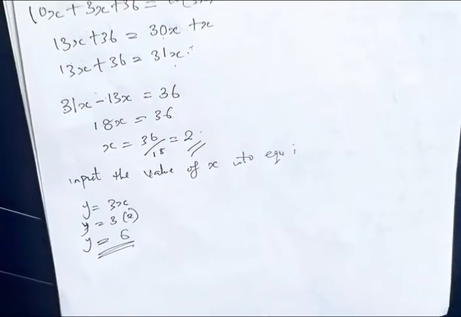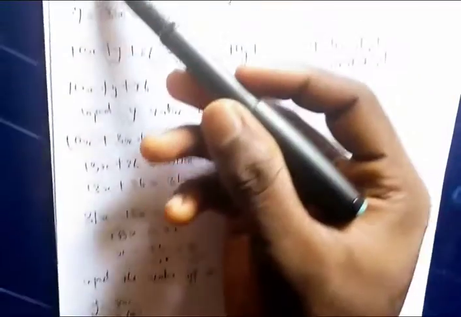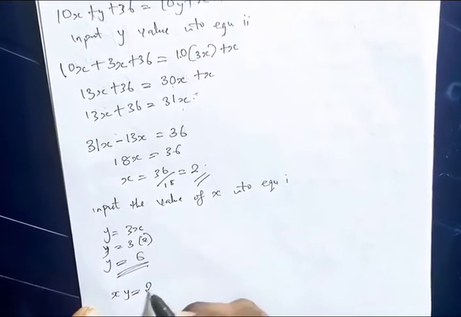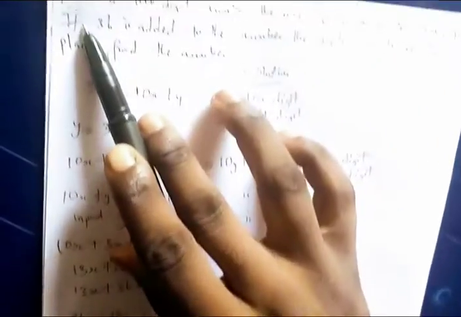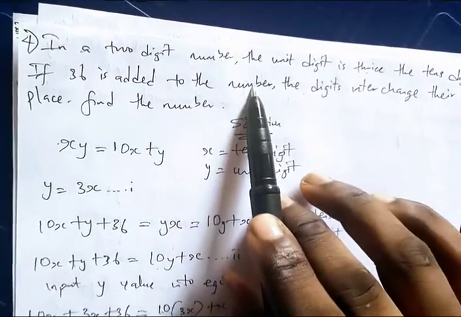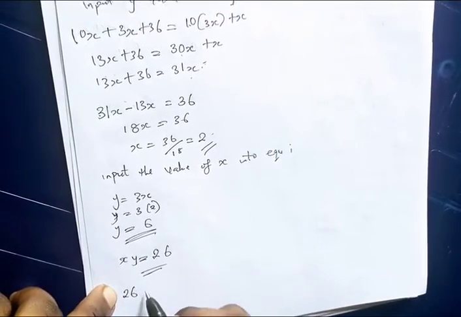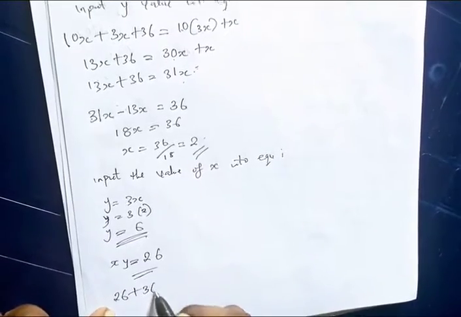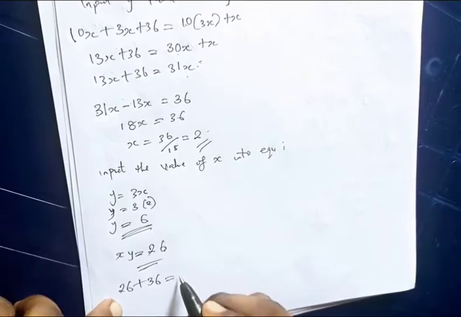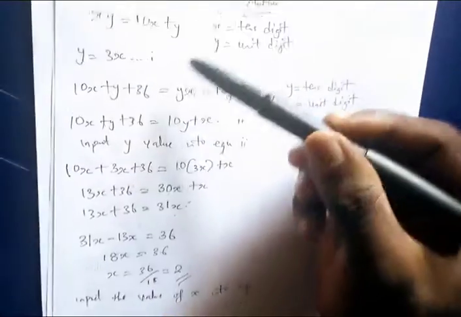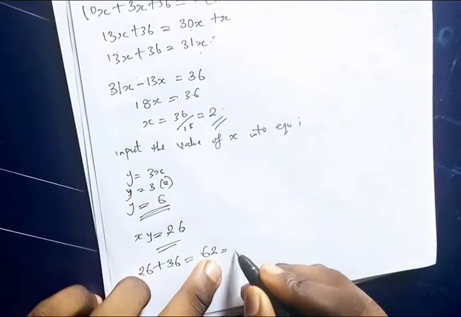Now let's see if we are correct. From our answer, we are meant to understand that xy is 26. And here we are told that if 36 is added to the number, the digits interchange their place. So if 36 is added to this 26, we should have an interchanged number, and it is actually true because 26 plus 36 is 62, and you can see that this 62 is equivalent to what we have here, which is yx, and this is correct. So this is the correct answer.